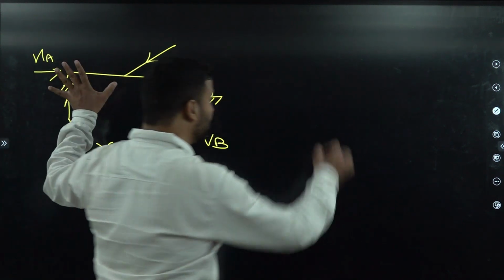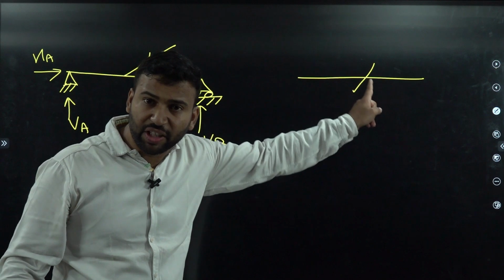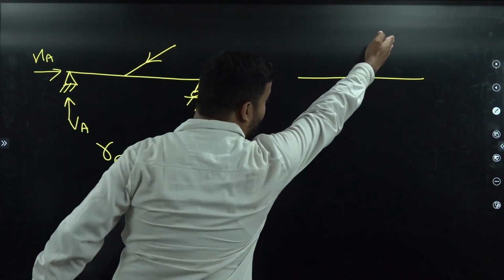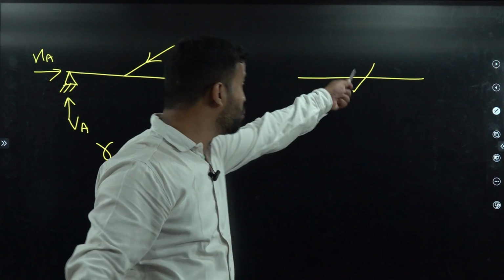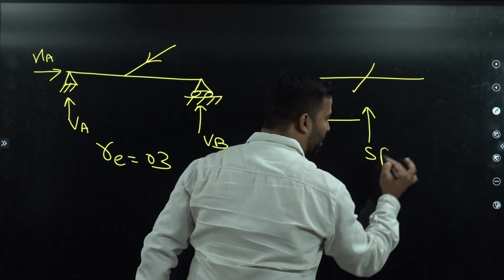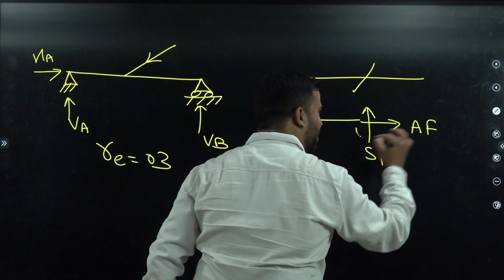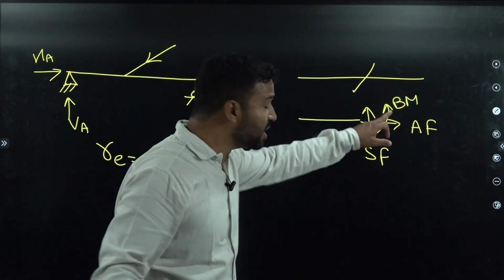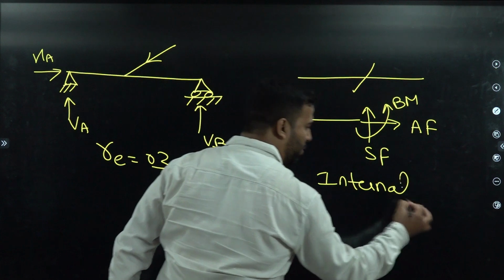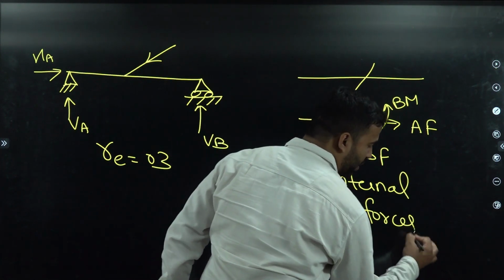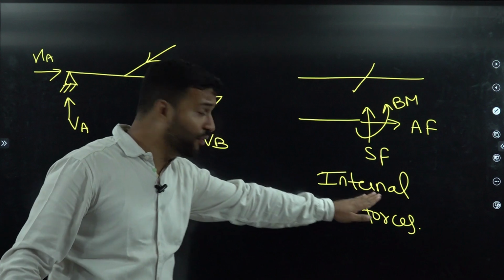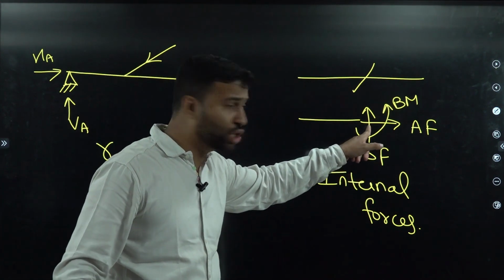Now, if we cut this beam from the center, three internal forces will be there. If we cut this particular beam from the center, we will have three forces, which are shown here on this cut portion, appearing like this. The first one is shear force, the next one is axial force, and the third one is bending moment. These are the internal forces in any beam. Now you have a clear idea of what the external forces are, that is the support reactions, and what the internal forces are, that is the internal reactions: axial force, shear force, and bending moment.